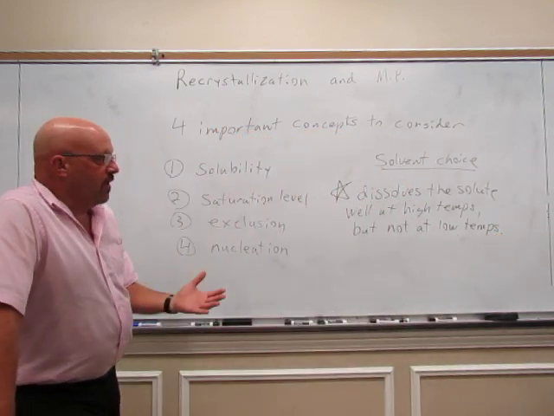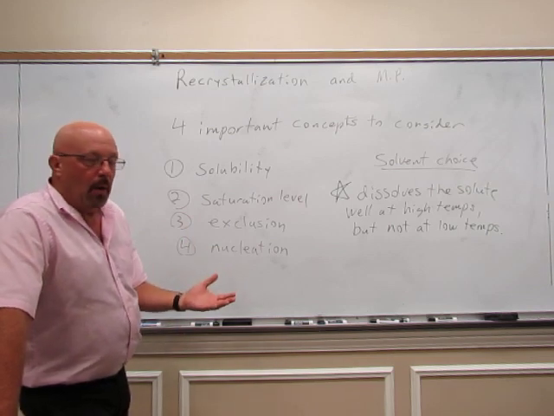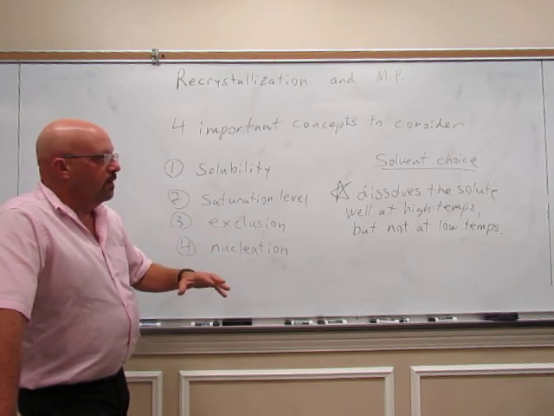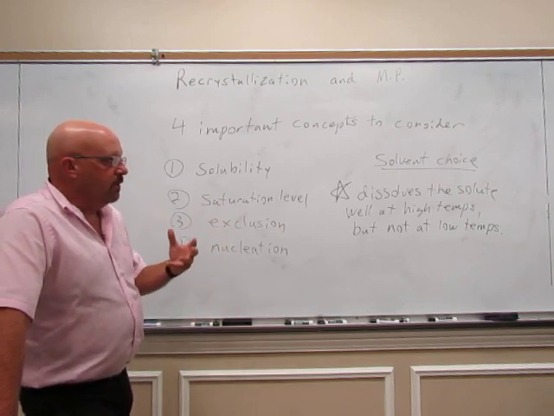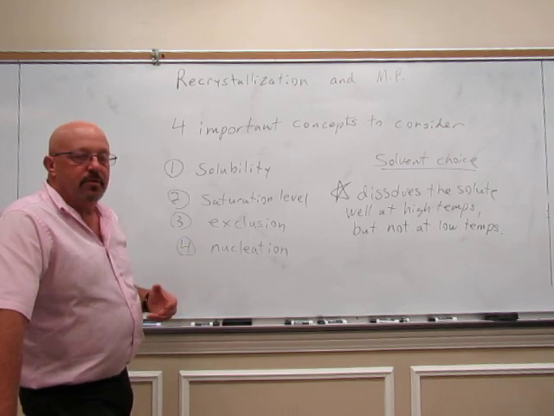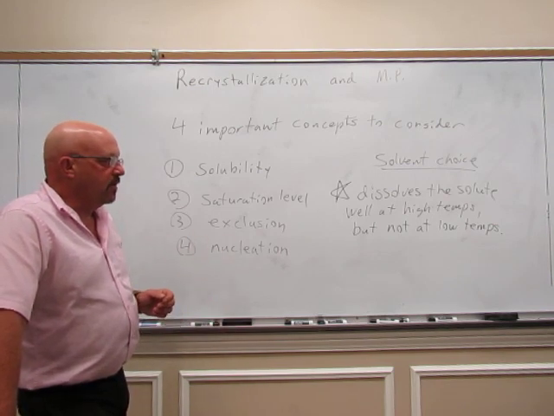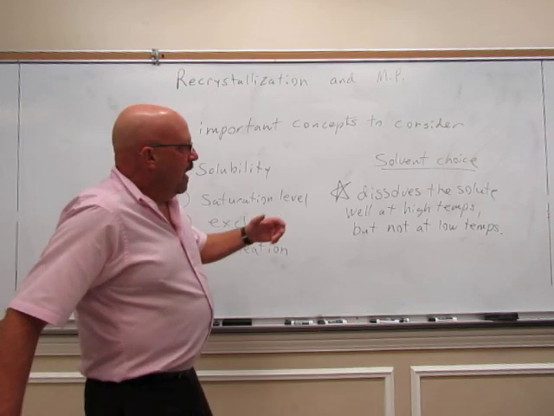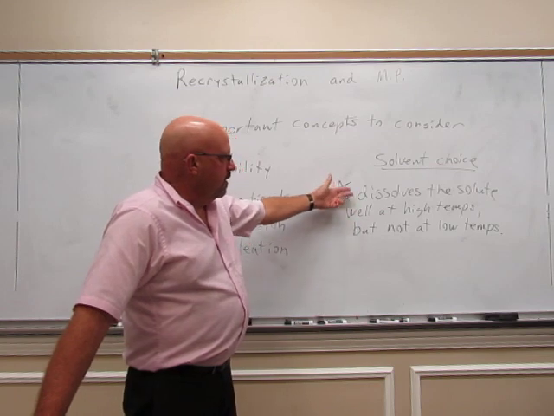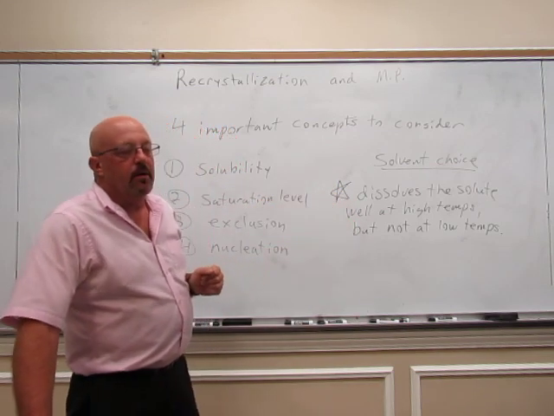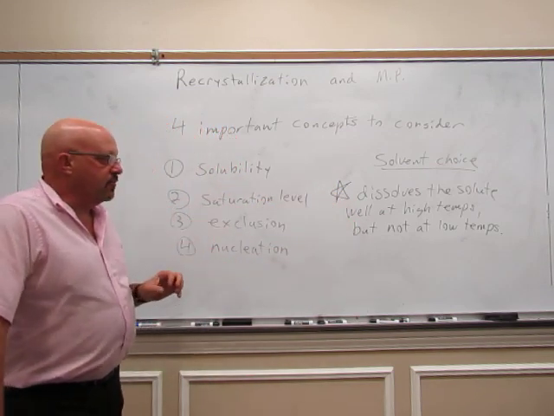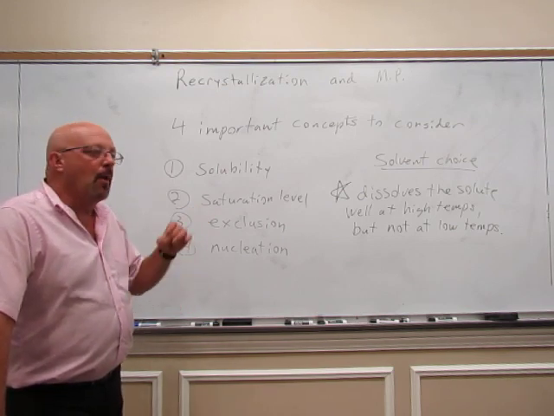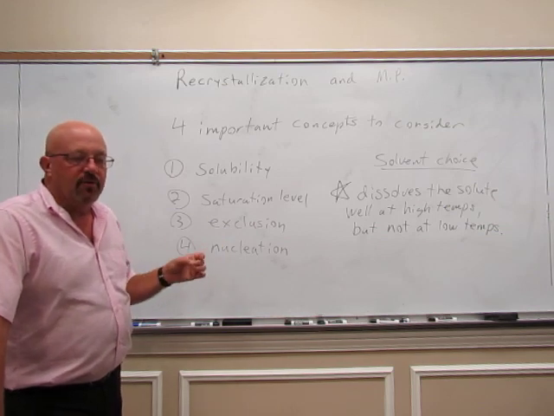We want everything dissolved at the high temperature, so say at boiling, we'll heat it up to boiling. And then as we cool down, we want the compound to fall out of solution, to crystallize out at the lower temperatures. So we don't want it soluble at the low temperatures. Now, if we can't find one solvent that meets this criteria, dissolving it well at high temperatures but not at low temperatures, then we can use a solvent mixture. We don't have to use a single solvent.